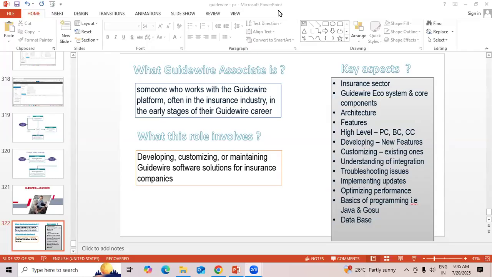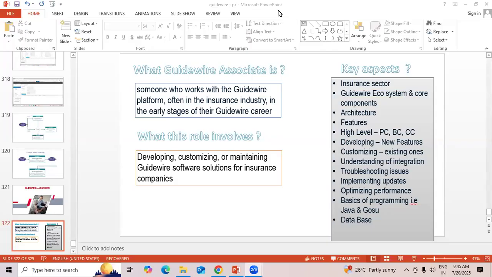So developing new features, at the same time customizing the existing ones, and understanding the integration, because integrations can be one-to-one or one-to-many, right? So PolicyCenter to billing, claims, or any external CRM or ERP applications, or it can be any third-party underwriting systems. So understanding the integration framework, understanding the integration is also needed.